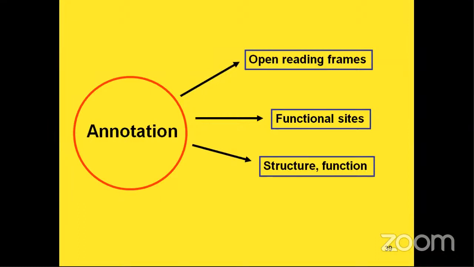From the open reading frames, you can use bioinformatics in silico translation techniques to identify the amino acids that are coded by the open reading frames. These amino acids can be analyzed to identify the structure and possible function, as well as the location of the active sites. That is called the functional sites.